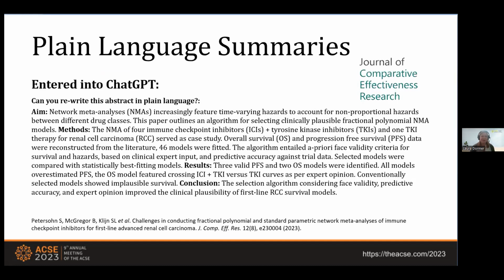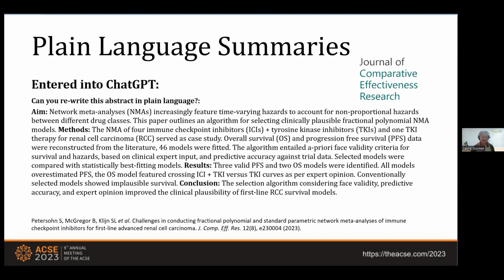Just to go to the point I was making on the previous slide around potential use for ChatGPT. On the screen, I took a published abstract from one of the journals that I work on. It's an abstract of quite a complex methodological research article. I will not read it out. It's quite an in-depth article in which the authors outline a new algorithm for selecting clinically plausible network meta-analysis models looking at survival in renal cell carcinoma. So quite a niche topic, quite a complex topic.